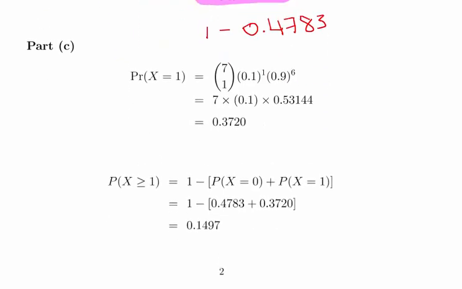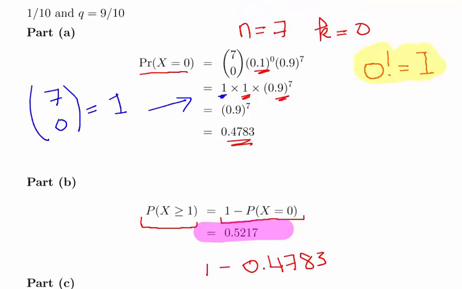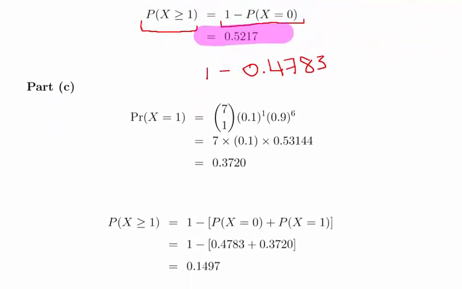Then the third one is exactly 1. And that is 7 choose 1 times 0.1 to the power of 1 times 0.9 to the power of 6. Now this is done more or less the same way as part A, just rather than 0, we have 1. 0.1 to the power of 1 gives us 0.1. 0.9 to the power of 6 gives us 0.53144. And 7 choose 1 is 7 factorial over 6 factorial times 1 factorial.